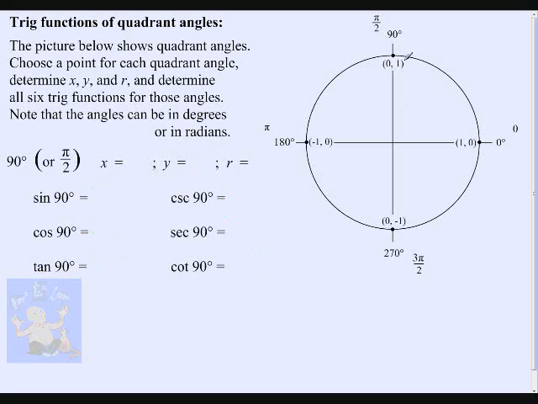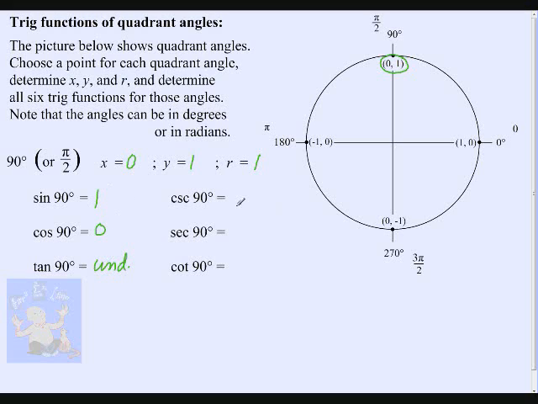Let's try 90 degrees. For 90 degrees, this is the point we're interested in. Our x is 0, our y is 1, and again, the radius is 1. It's so easy to figure here, isn't it? Okay, so we've got 1 over 1. The sine of 90 degrees is 1. For cosine, it's x over r. 0 divided by 1 is 0. And for tangent, it's y divided by x... no! Undefined.